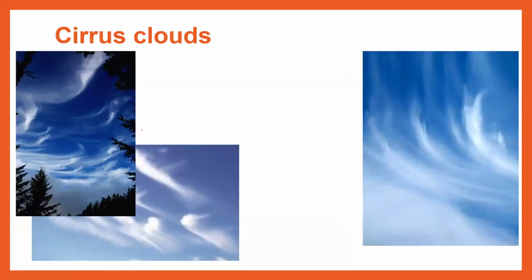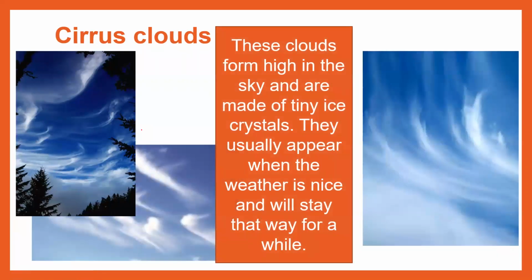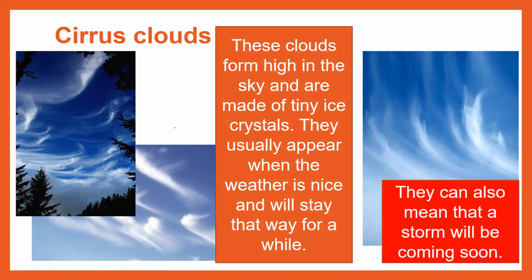These are light and high up in the sky, and they are made of tiny ice crystals. They usually appear when the weather is nice, and it will stay that way for a while. So when you see clouds like this, it might be a lovely, nice day. You might even get a bit of sunshine. But it can also mean that there's a storm coming soon. So make sure you bear that in mind. While the weather might be nice while these clouds are up in the sky, it may mean that there might be a storm coming soon.